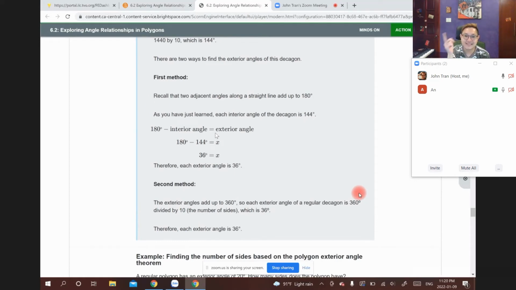So the interior is 144, and then two adjacent angles on a straight line add up to 180. So you take 180 minus 144, you get 36 degrees. That's the first way. The second method is what we did: 360 divided by 10 sides, or 10 angles, which also arrives at 36 degrees. Two different ways.